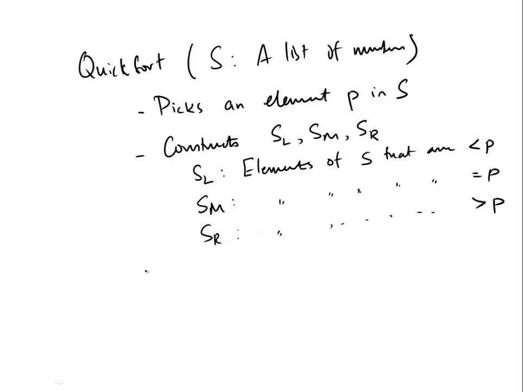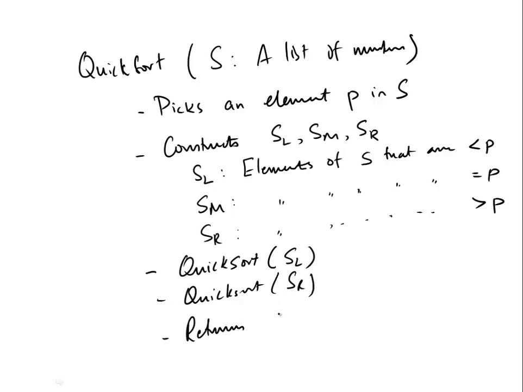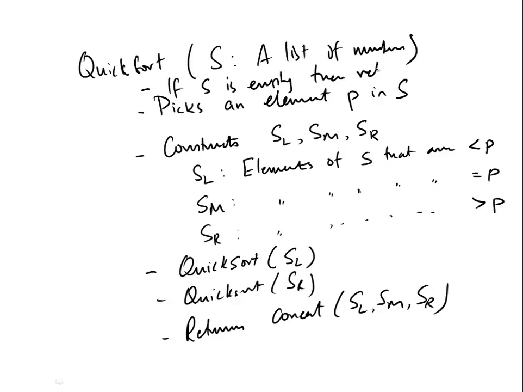and SR is the set of elements of S that are greater than P. And then it calls itself recursively to sort the lists SL and SR, and then it simply returns the concatenation of the lists SL, SM, and SR. The base case, of course, is that if S is empty, it's an empty list, then return S. It's already sorted.